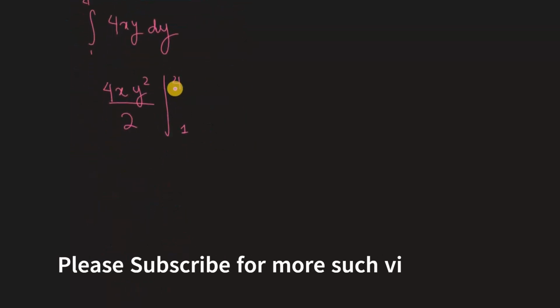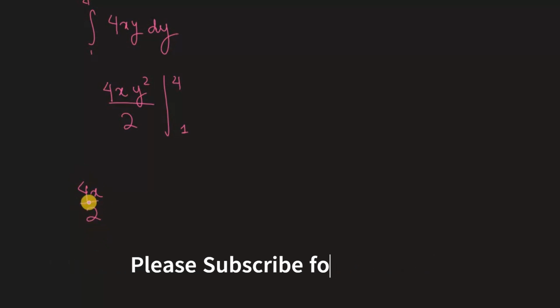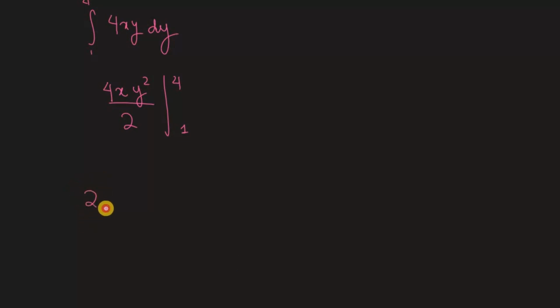Okay, so now let's just plug the 4 and 1 into this equation. Here you can simply factor out the 4x over 2, since these are constants. And 4 divided by 2 is simply 2. So you can factor out the 2x, and then you're left with y squared.